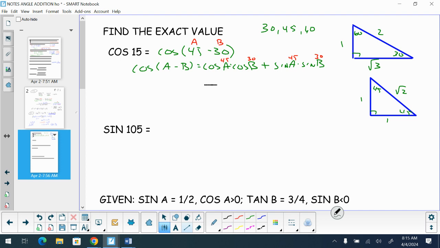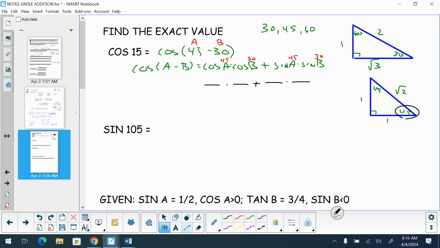So from our triangles, we could get our four ratios by looking at our triangles. What is the cosine of 45 degrees? Brandon, what's our cosine of 45? Doesn't matter which triangle you use. From our triangle, what is our cosine of 45 degrees?